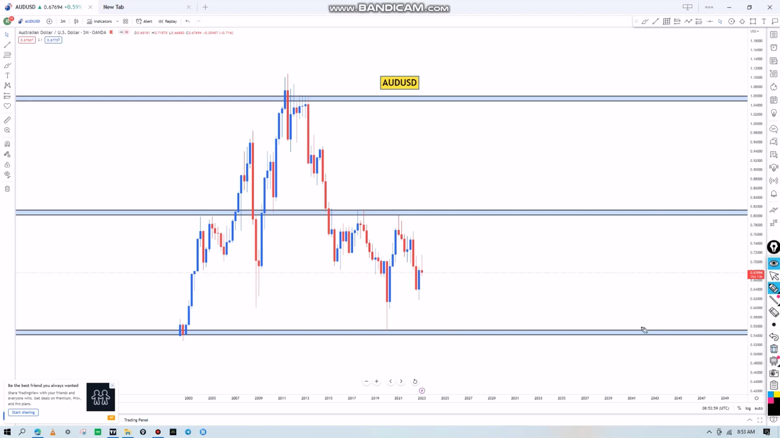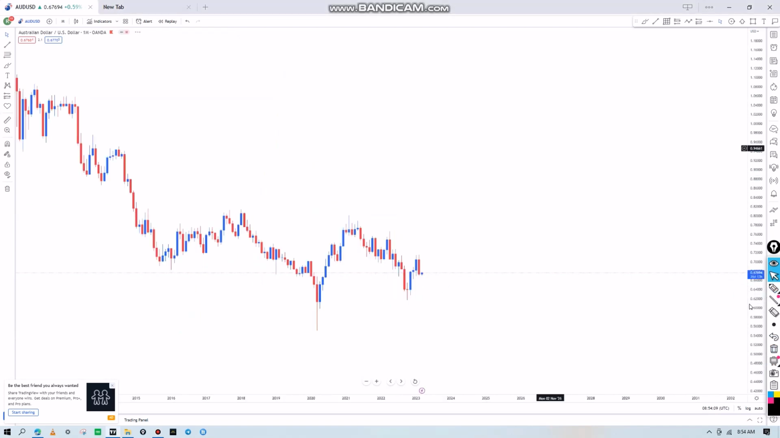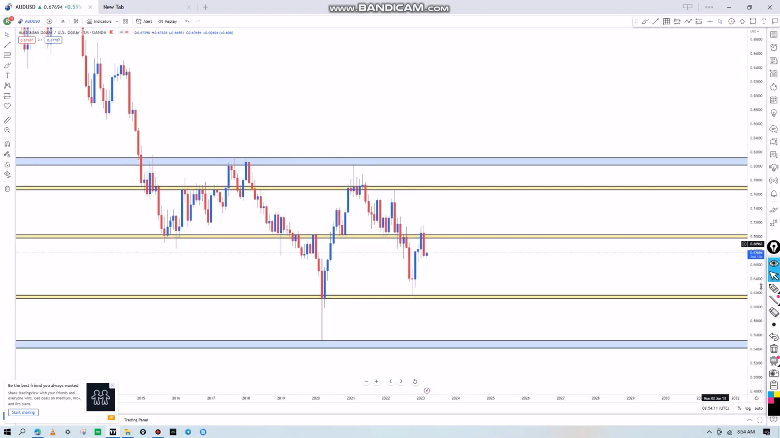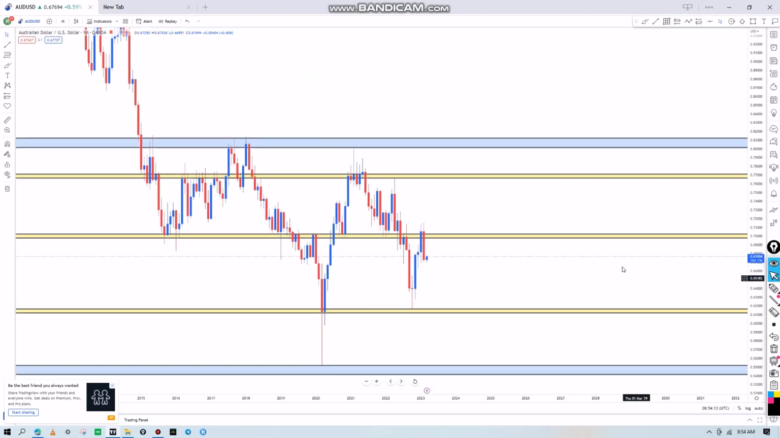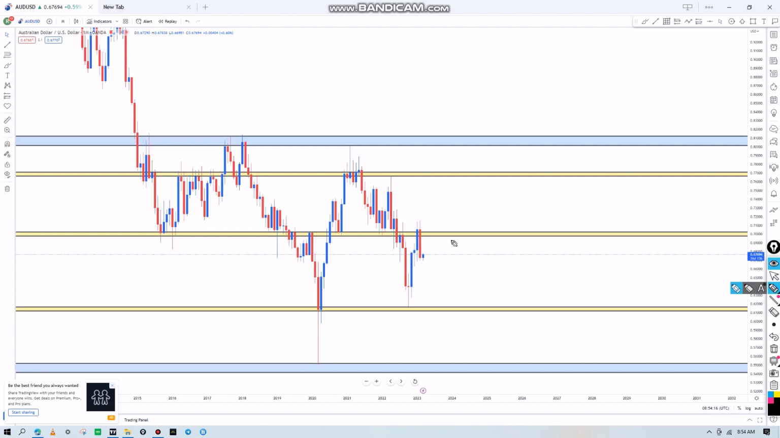Now let's take it again to a monthly time frame and have a closer look at what exactly is happening over here to get a full understanding of this particular pair. All right, so I'm switching to the monthly time frame for further analysis. This is the monthly time frame on AUD USD. If you look closely, you can see the lower lows and lower highs that we saw on the 3 months time frame.